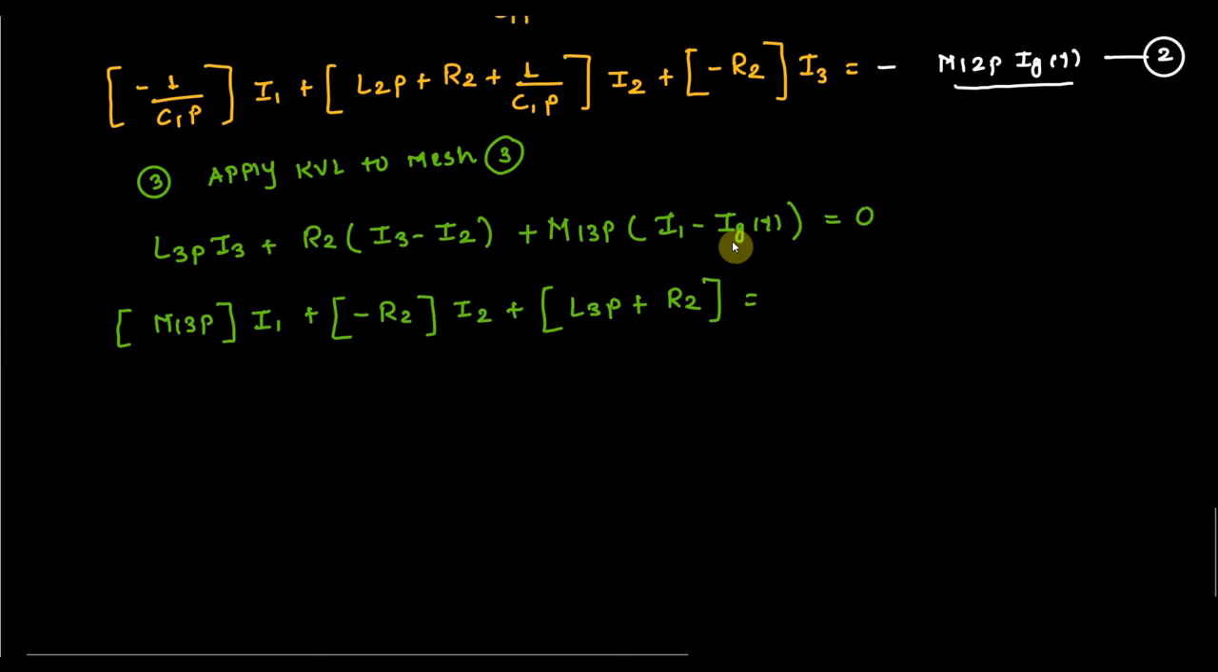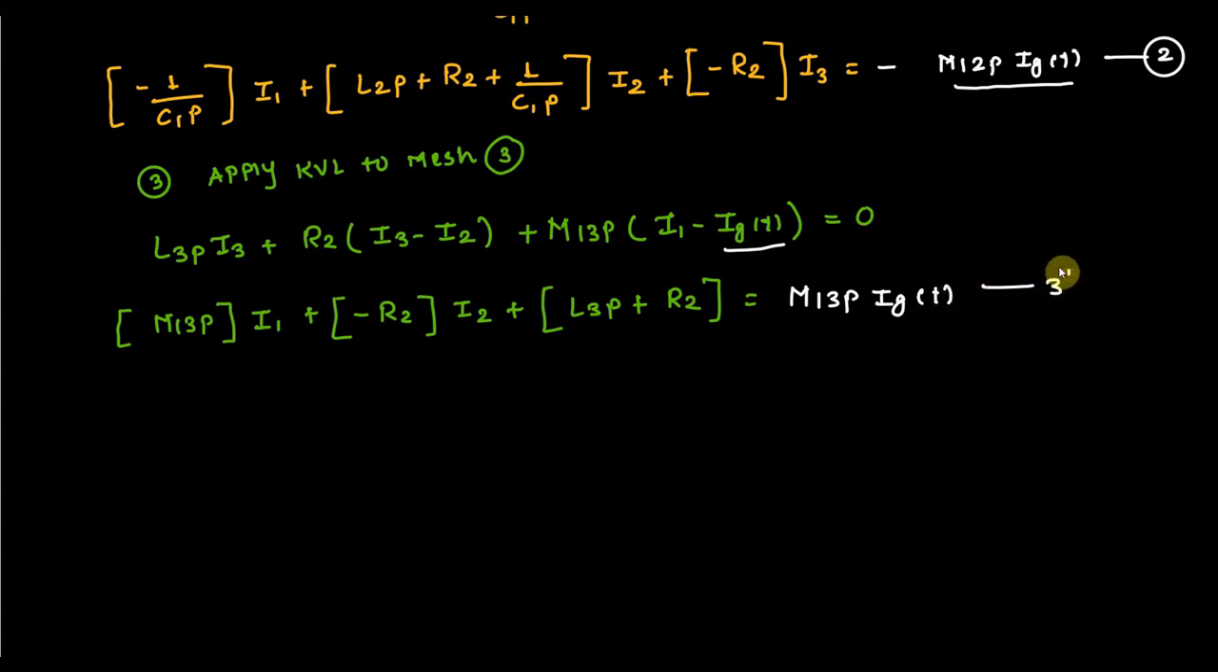Fine. Now you can see that there is this term IGT of t, and we have to transfer this term to the RHS side because this is a dummy current Ig of t. So what will be the value? Minus M13P IGT of t. But when you transfer to the right side, it will become plus. So it is M13P IGT of t. And this will become your equation number 3.